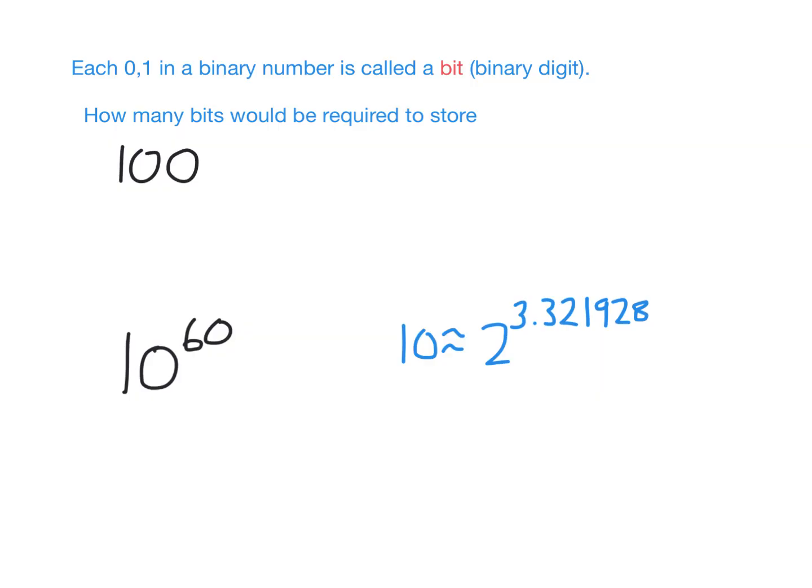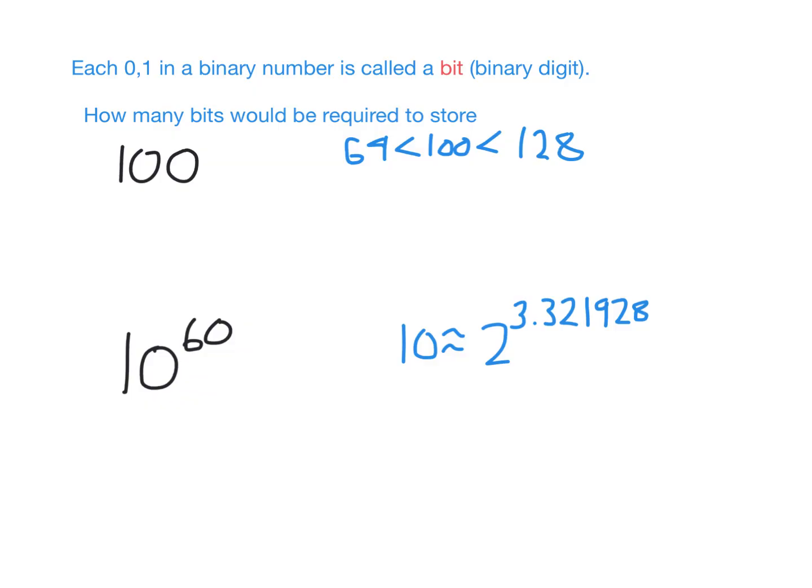So in binary, the numbers are represented as a string of 1s and 0s. Each individual 1 or 0 is called a bit, which is short for a binary digit. So we're going to figure out how many bits would be required to store the number 100. I can assume that this is a base 10 number because there's no subscript there telling me otherwise. So it really helps if you know your powers of 2. So 64 and 128 are the powers of 2 on either side of 100.